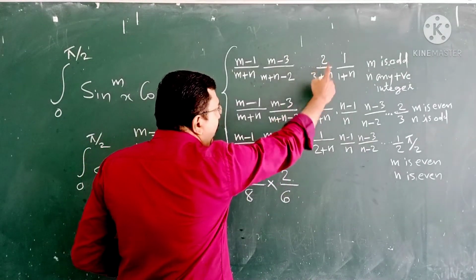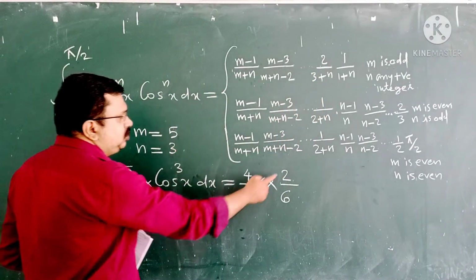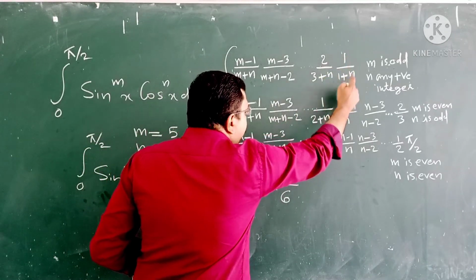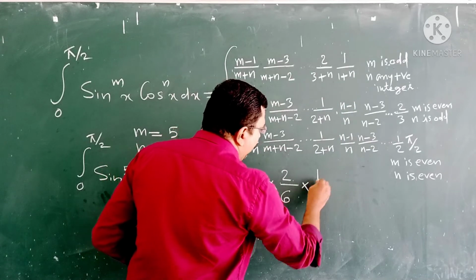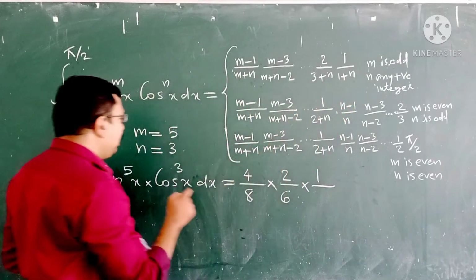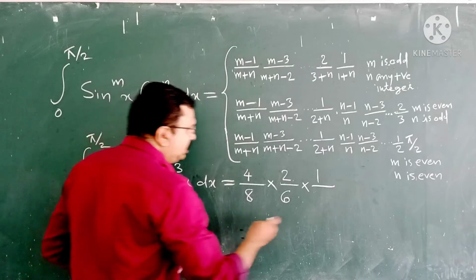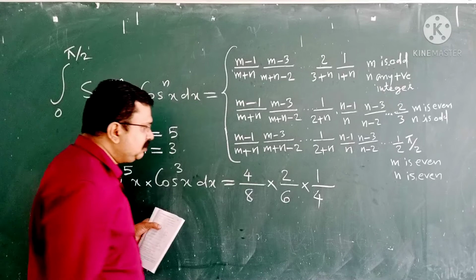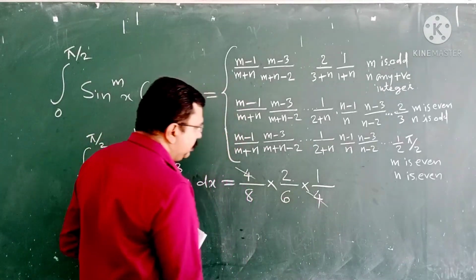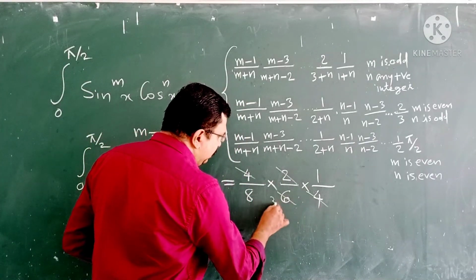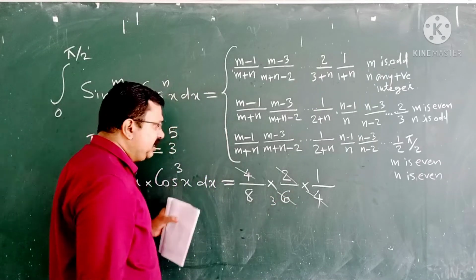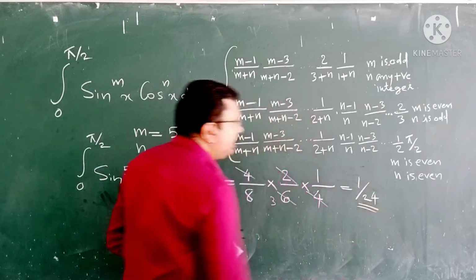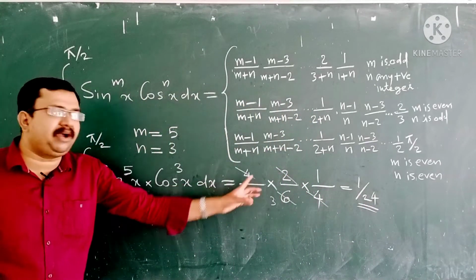Next, listen. 2 by 6, that means 2 by (3 plus n), that is 2 by 6. Then the last term is into 1 by (1 plus n). Our n is 3, that is 4. Therefore, our answer is like this: 4 and 4 cancel, here 2 and 6 cancel. Then 8 into 3, that is, the final answer is 1 by 24. 1 by 24 is our final answer.